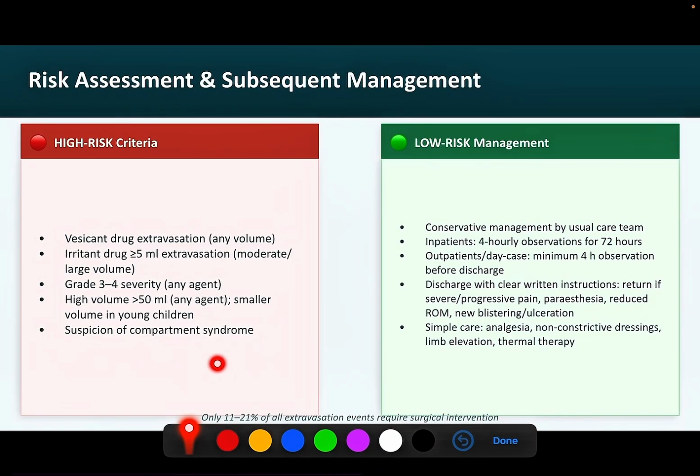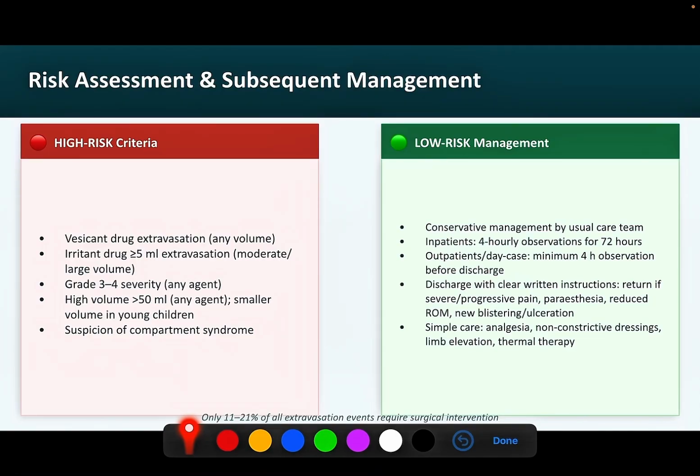These are the high-risk criteria. So what are the high-risk criteria? Vesicant drug extravasation, that means a hyperosmolar, vasoconstrictor, alkaline or acidic drug, at any volume is high risk. If it is an irritant drug, more than 5 ml of extravasation, that means moderate to large volume, is high risk. Grade 3 or 4 severity with any agent. High volume, more than 50 ml of any agent, or smaller volume in young children is considered high risk. And if there is suspicion of compartment syndrome, again a high-risk patient.